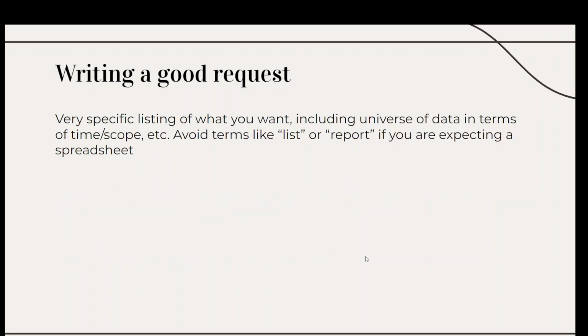Okay, so writing a good request. You want a very specific listing of what you want, including the universe of data in terms of time and scope, and all those things we talked about regarding universe. Think carefully about the wording. So, for example, I had a colleague who asked for a list of all car accidents that involved someone texting and driving, and I think she asked for what county it occurred in, and what she got was a PDF that literally listed out a date and a county of each incident where there was an accident involving texting, and there was nothing else in that PDF, just those two pieces of information. And she didn't ask for all the different pieces of things that she might want.